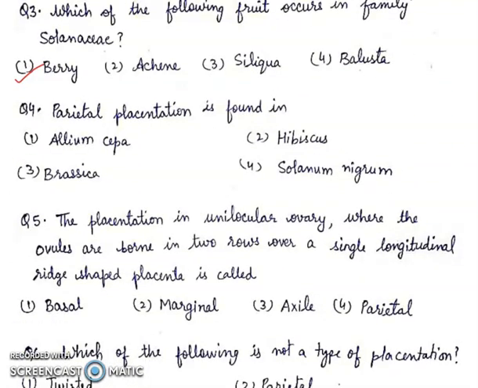Question 4. Parietal placentation is found in first Allium cepa, second hibiscus, third brassica, fourth Solanum nigrum. Answer will be brassica. Fifth, the placentation in unilocular ovary where the ovules are borne in two rows over a single longitudinal ridge-shaped placenta is called first basal, second marginal, third axile, fourth parietal. Answer will be marginal.